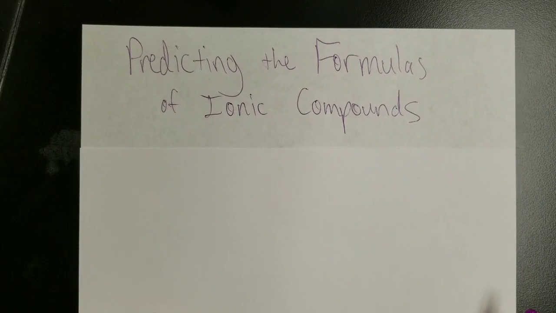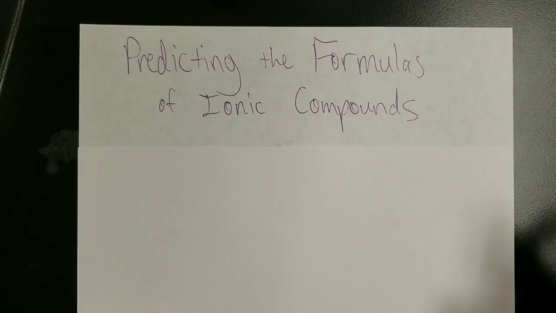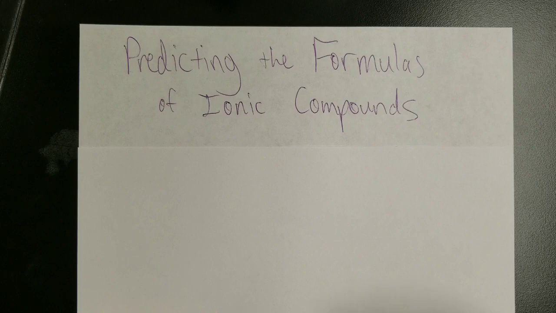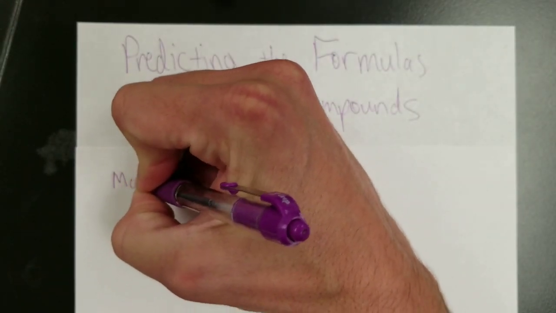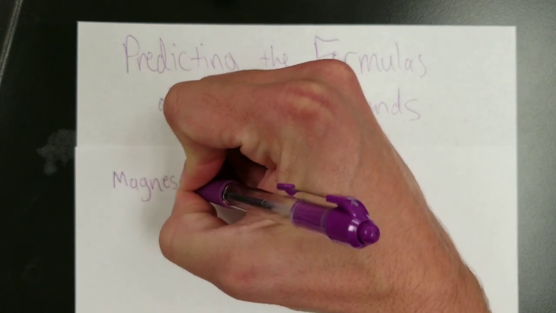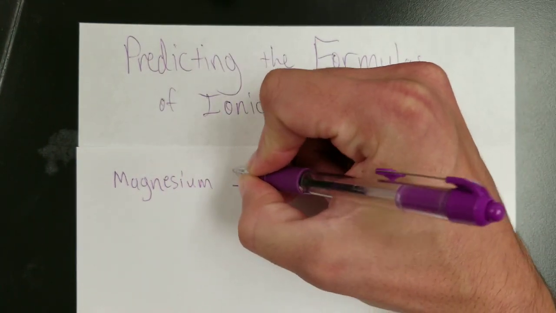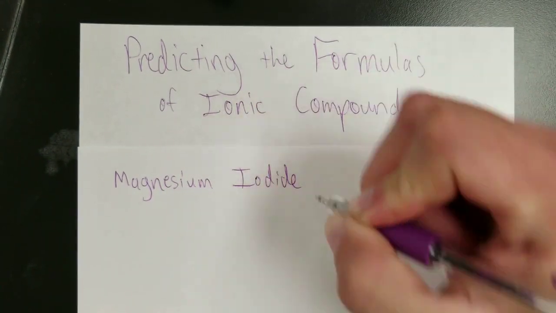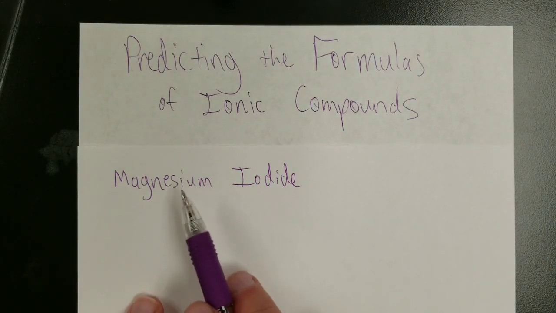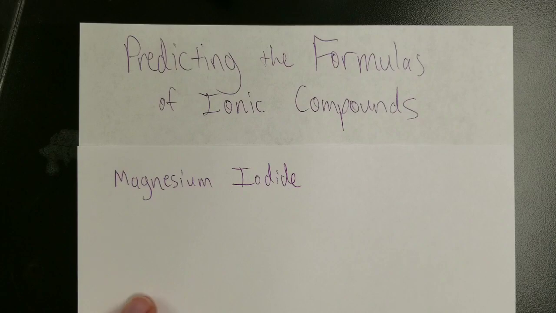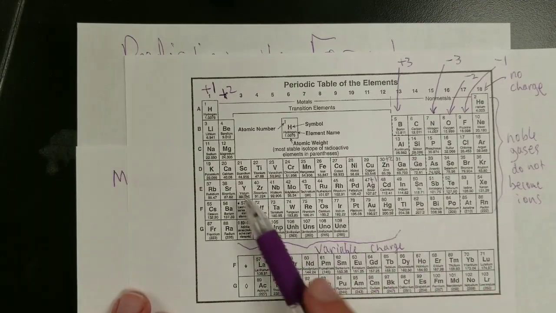Okay, let's talk about how to predict the formula of an ionic compound. So typically you will see it presented like this. Let's say I want you to tell me the formula of magnesium iodide. Okay, the way you go about doing that is you have to look at the periodic table, because at this point you know it contains magnesium and iodine, so you look at the periodic table.